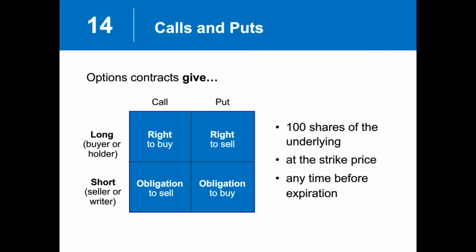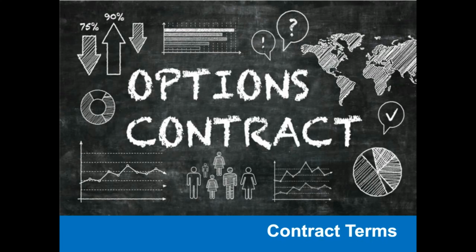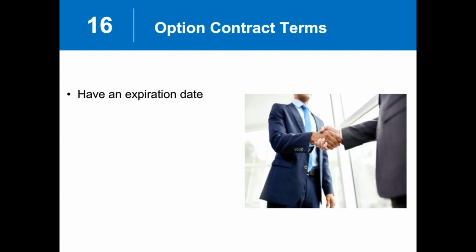Now, when it comes to option contracts, because it's a contract, they have defined terms, right? If you've engaged in a contract before, you know ahead of time what you're getting into. And options are very, very similar. So all options have an expiration date, just like every contract, right? They don't last forever. They have a specific period of time that they are good for.